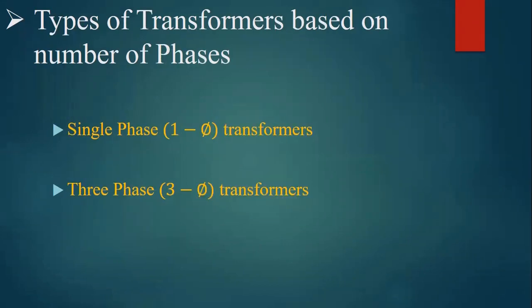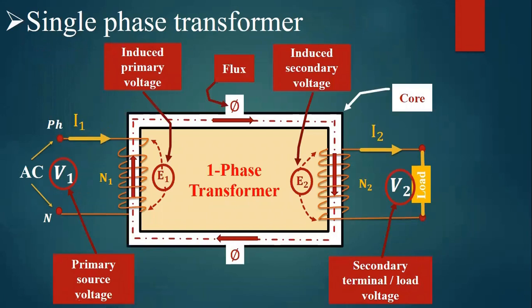First, we will see types of transformers based on number of phases. So here we have single phase transformers and three phase transformers. First, let us discuss single phase transformer. Single phase transformer will have two windings and a core. In single phase transformer, we will give single phase AC supply to the primary winding of the transformer.